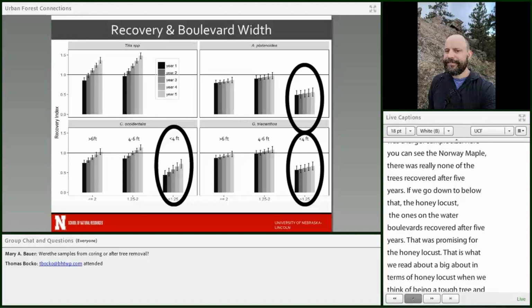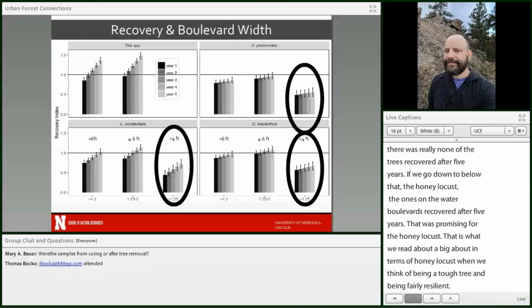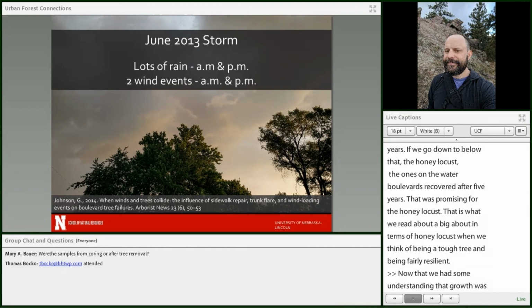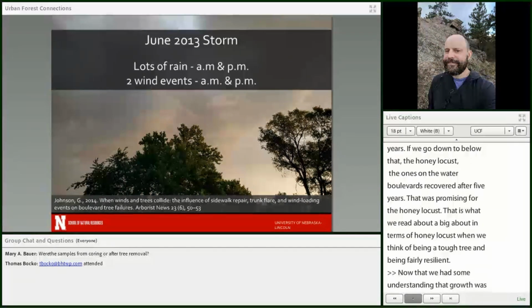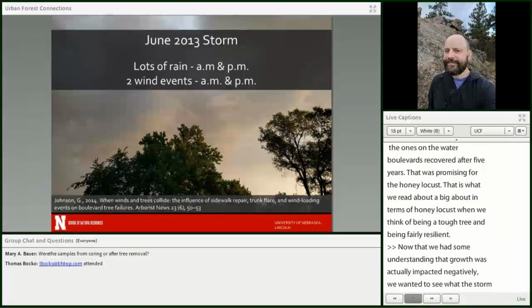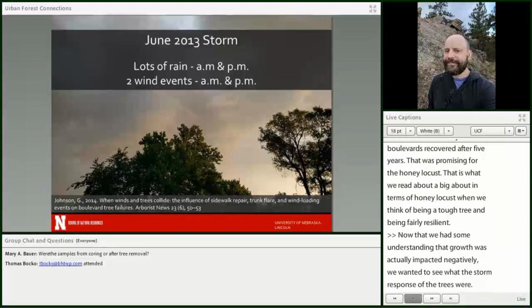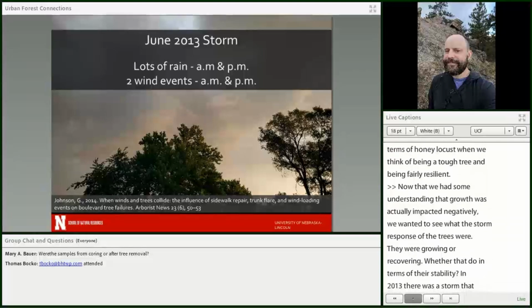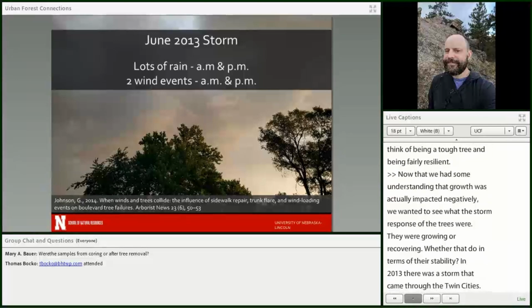So then, now that we had some understanding that growth was actually impacted negatively, we wanted to see what the storm response of these trees was. So they were growing, or some were recovering from growth. What did that do in terms of their stability? In 2013, there was a storm that came through the Twin Cities. We had lots of rain in both the AM and the PM, and there were 2 distinct wind events, both in the AM and the PM.